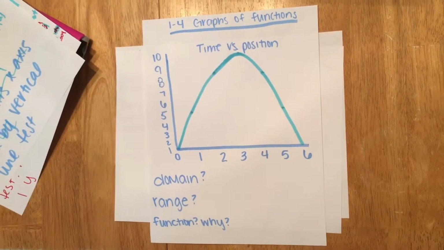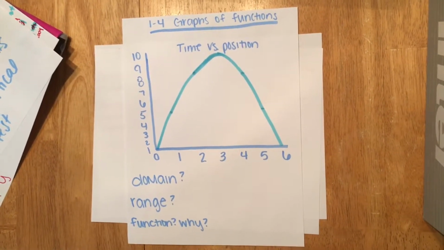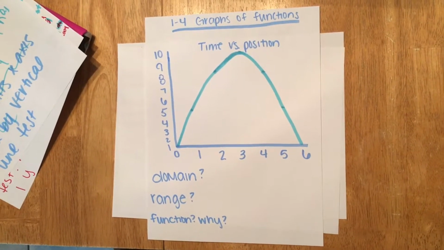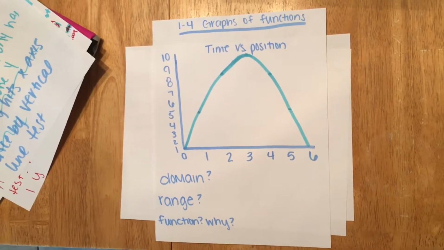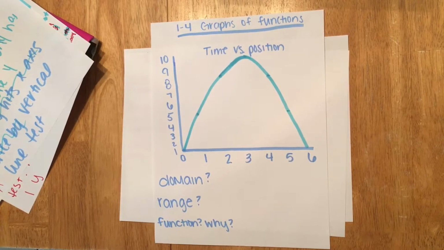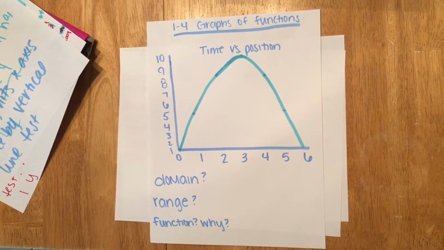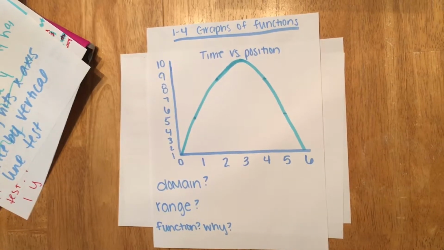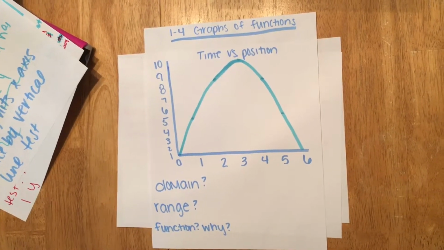Domain is the x, range is the y. That's how you know it's a function, with the vertical line test. This is a graph that shows time versus position. The domain of this graph is 0 ≤ x ≤ 6. The range of this graph is 0 ≤ y ≤ 10. This graph is a function because every x only has one y. We know that this is true because it passes the vertical line test.